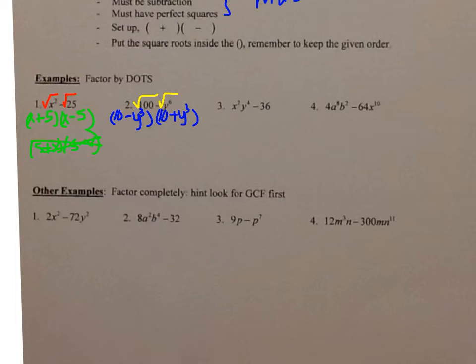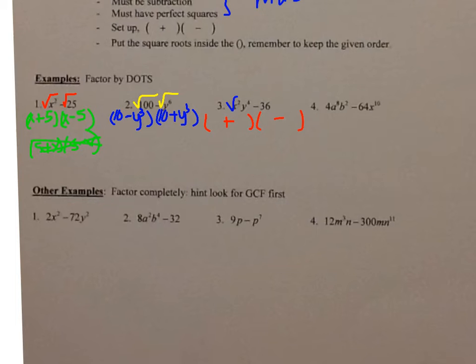Let's take a look at number 3. I have x squared y to the 4th minus 36. 2 terms, subtraction, x squared is a perfect square, so is y to the 4th, and 36 is a perfect square also. So let's set up the parentheses. One's going to get a plus, one's going to get a minus.